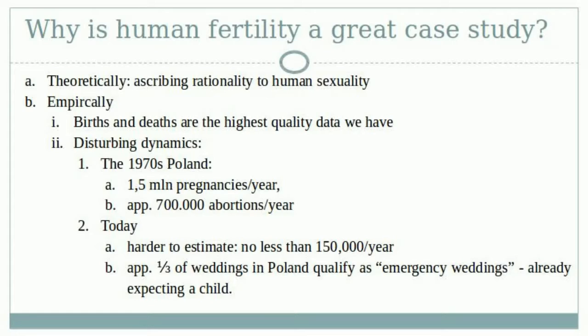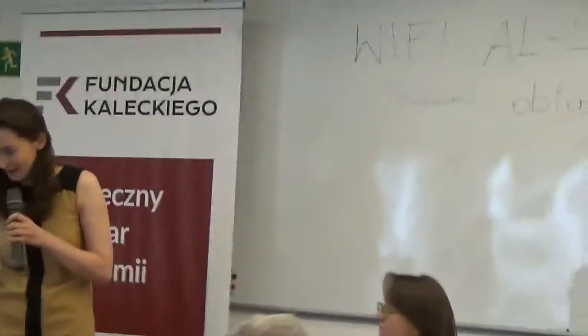And on top of that, we have the very interesting, sociologically interesting phenomenon of so-called emergency weddings. Currently estimated at probably a third of all weddings that happen when the couple is already expecting a child. So if this theory is about planning, this planning has gone in some cases spectacularly wrong.